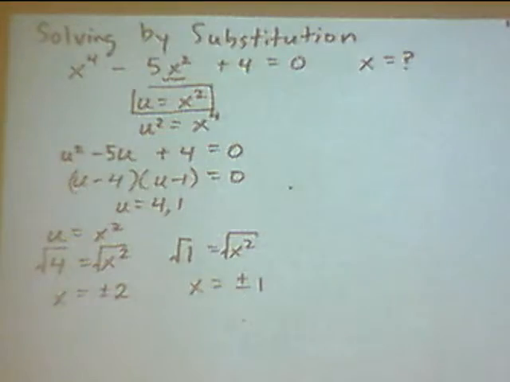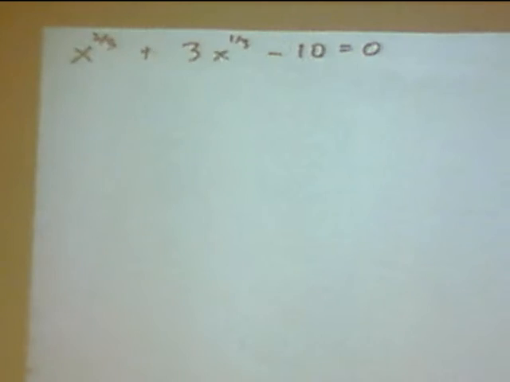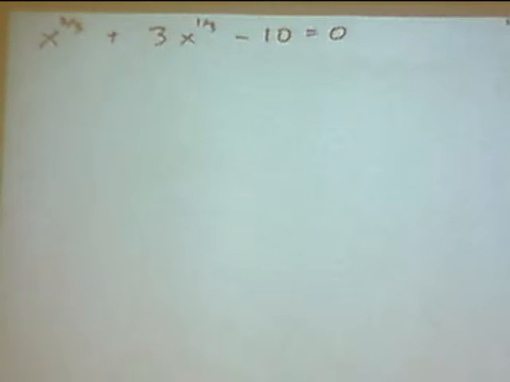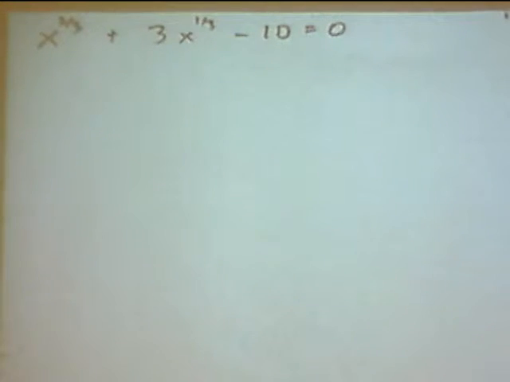Now let's look at a second problem of using substitution. At first it looks even a little uglier. Look at this one: x to the 2/3 power plus 3x to the 1/3 minus 10 equals 0. Once again, that is not a quadratic equation. If we just left the equation like that, we don't have the means to solve it in that current form. However, as it turns out, this is the kind of problem we can do substitution on.